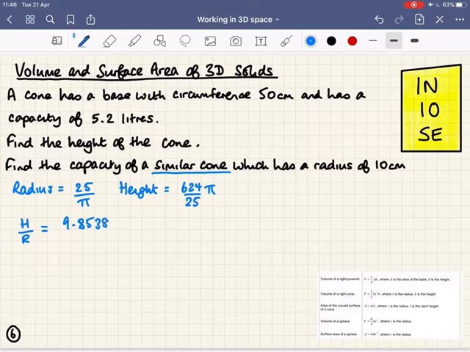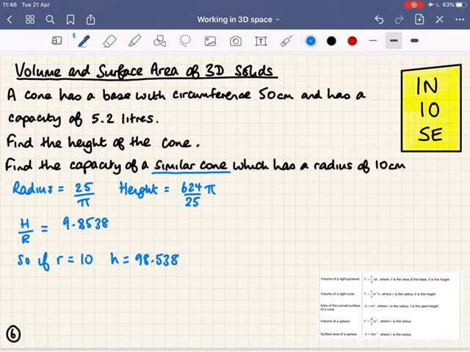Okay, that's just dividing the measure for height by the measure for radius. And that tells me that height is 9.8538 times bigger than the radius. So if radius was 10, my height would have to be 9.8538 times 10, which is 98.538. Scale factor stays the same when I have a similar cone.